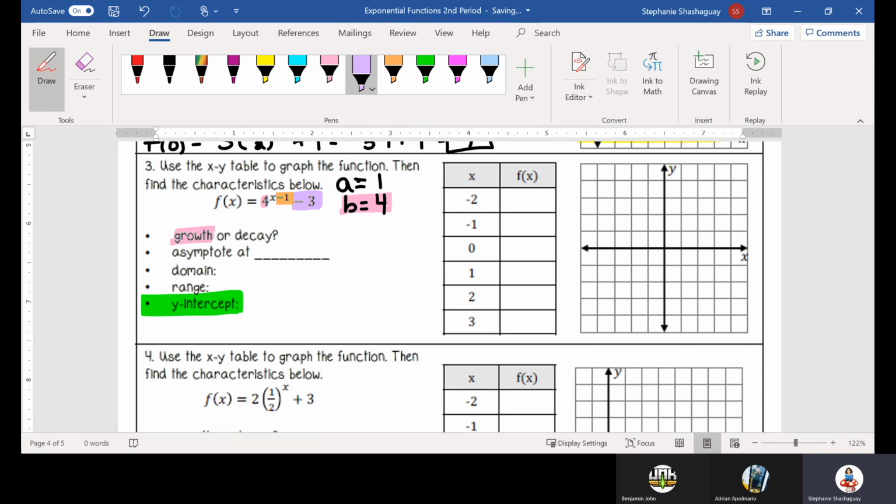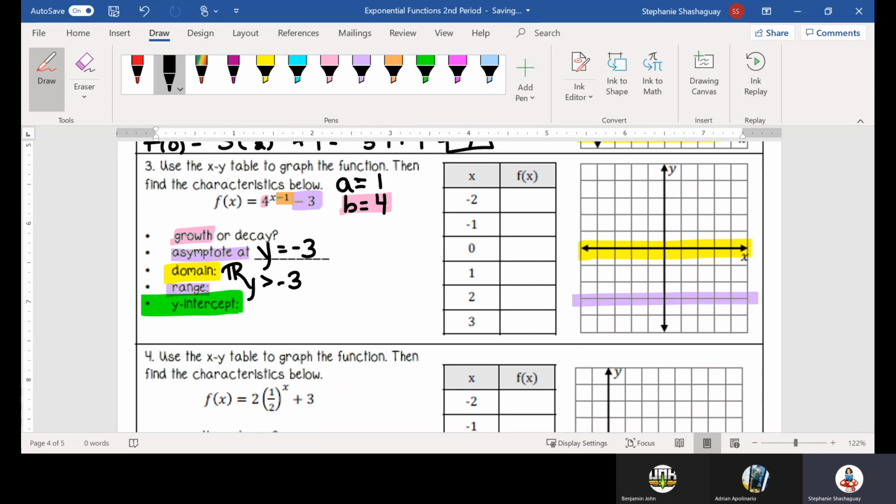And because my ratio is 4, I know that I have exponential growth. My asymptote is going to relate to that -3. So I'm going to have y is equal to -3. And I can put that on my graph right here. My domain is all my possible x values. So that will be all real numbers. And my range relates back to my asymptote, so that's y is greater than -3.